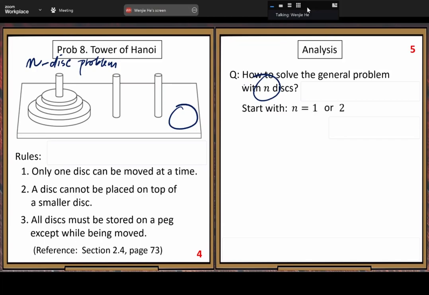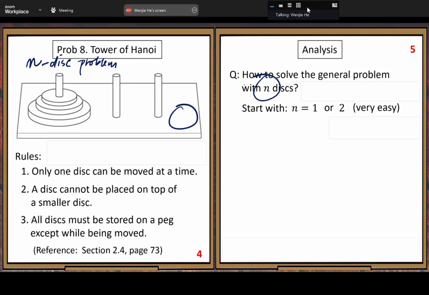Let's start with n equals 1 or 2. Is that easy? That's the one disk problem, that's trivial, right? One move, and you're done. It's trivial. How about the two disk problem?